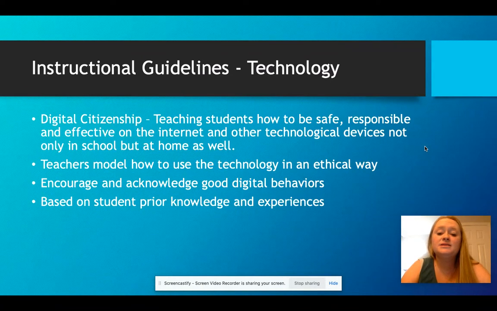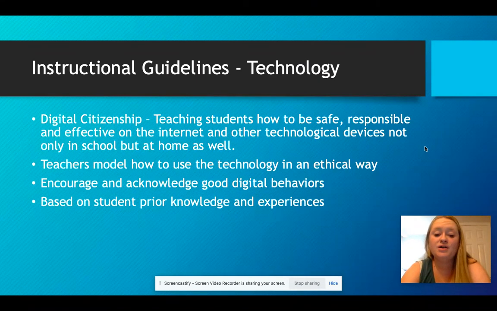For technology, the instructional guidelines, the major part I found is digital citizenship, which really teaches students how to be safe, responsible, and effective on the internet and other technological devices, not only in school, but at home as well. And I think, especially with this day and age, it's really important to know what's safe and not safe when using technology, because there are so many social media platforms that students use, even in school, to help them with their learning. The teachers model how to use technology in an ethical way.